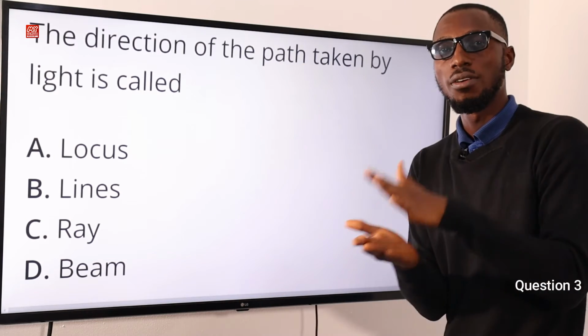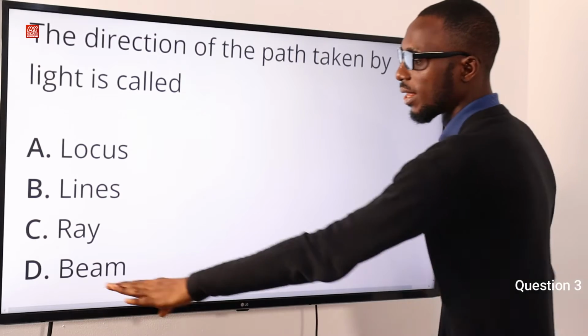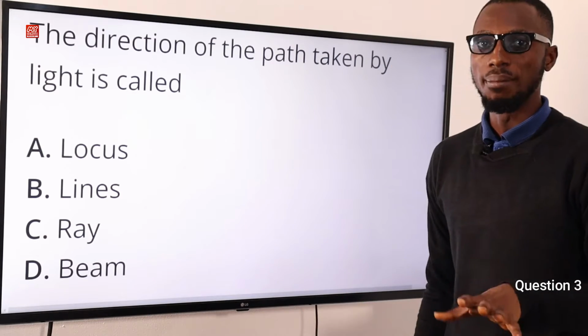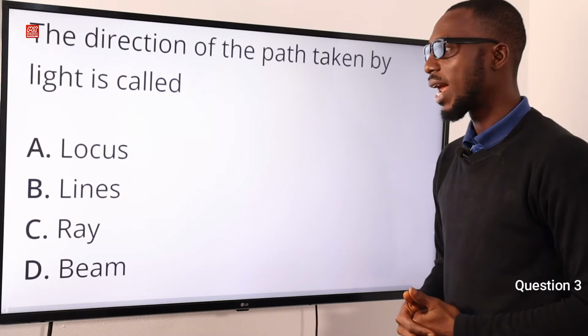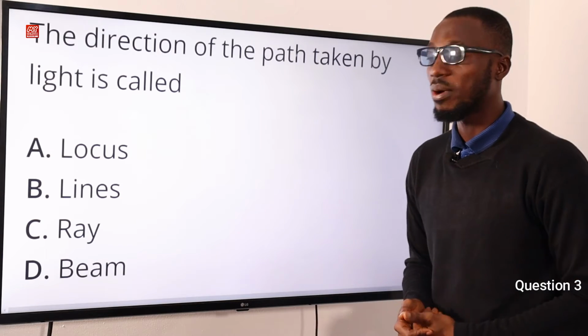While a collection of those rays, that's what we refer to as beam. So beam is a collection of rays. Ray is that path where light follows. So the correct option here is option C, for ray.